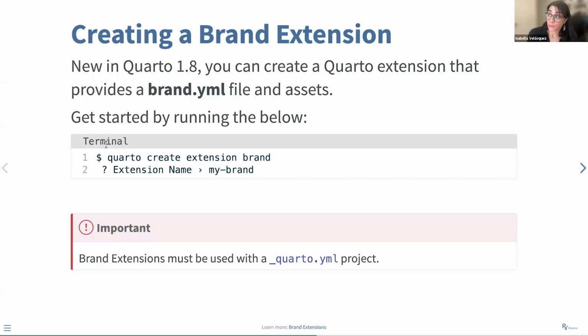But in Quarto 1.8, there is something called a brand extension. Instead of you having to go File, New File to create a brand YAML file, you can run quarto create extension brand in the terminal and give it a name. Then it will provide all the boilerplate, like starting materials, for you to create your brand YAML file. One thing to note though is right now, brand extensions must be used within a Quarto project. So if you have standalone files, this won't work. But I know the team is working on alternatives for that.